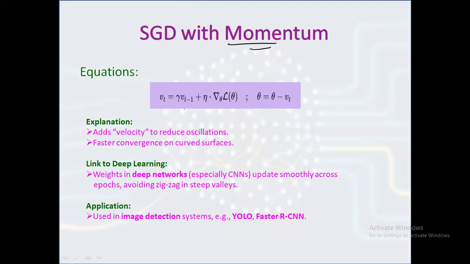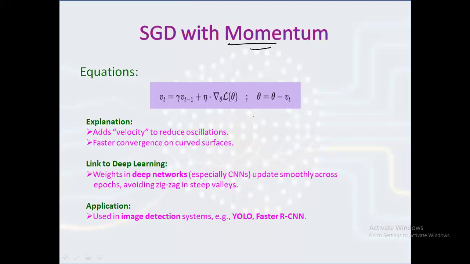Stochastic gradient descent with momentum enhances the basic stochastic gradient by incorporating a velocity term that carries forward some of the past update directions. The equation is given by Vt equals gamma times Vt minus 1 plus eta times the gradient of L of theta, and theta equals theta minus Vt.